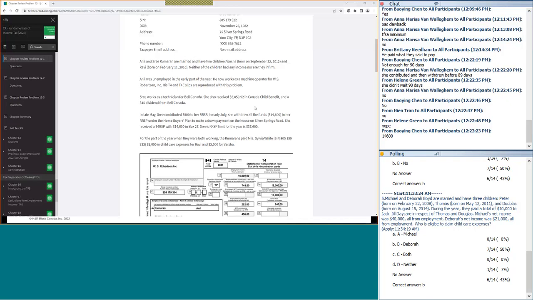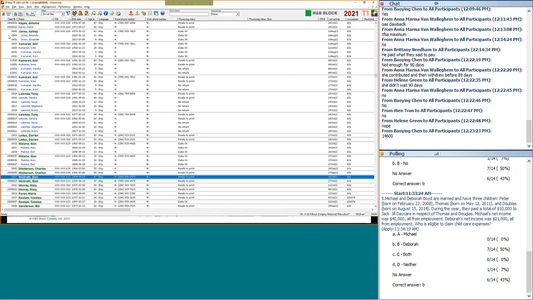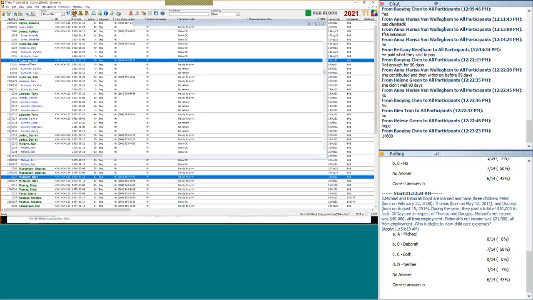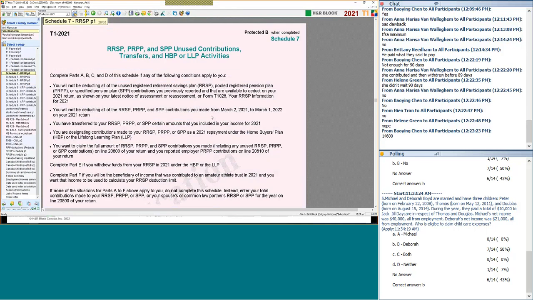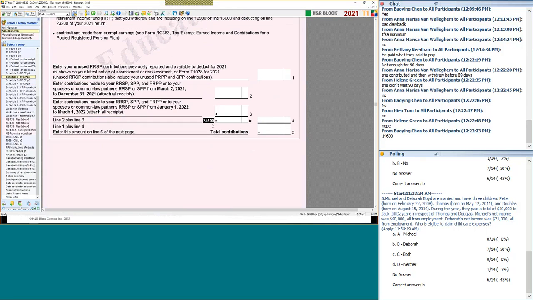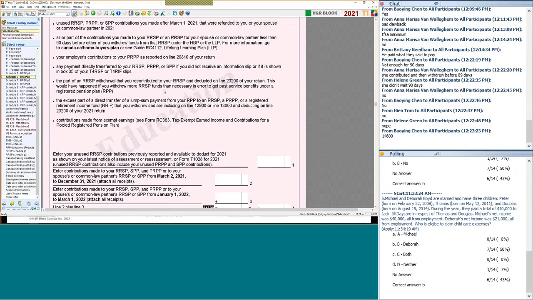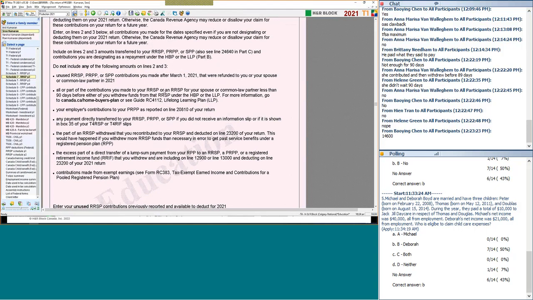So I'm going to show you the Schedule 7 for that, and I'm going to do that first because I want this really, really clear so that you know what it looks like. So I'm going to go into Kumaran, and I'm going to go into Sri's return. I'm going to show you her Schedule 7, and you're going to notice she has a $500 RSP receipt, but there is nothing on the first page because, if you're not sure, it says do not include on lines 2 and 3 all or part of the contributions you made less than 90 days before you withdrew it. So we cannot put the $500 on line 2 or line 3. It has to not be there.